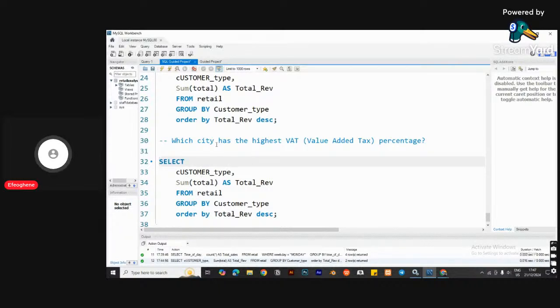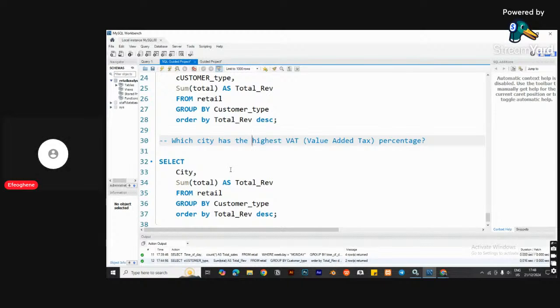So you can say select. This time around, you look at the question critically: which city has the highest? The subject here is the city. Which city? This should inform you that you are interested in the city column, so you write it here. Which city has the highest VAT? These are just cues, like qualifiers, to know how to write your queries.